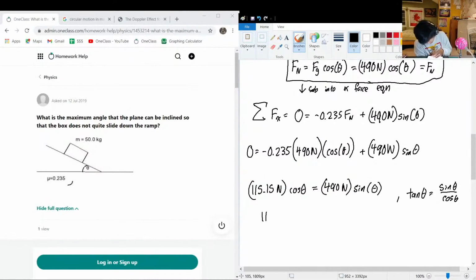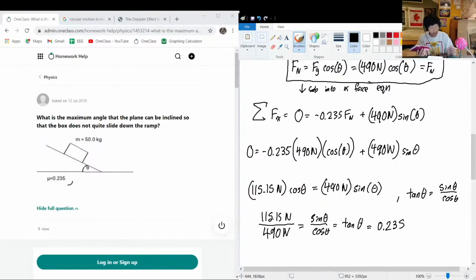So we're going to have 115.15 N divided by 490 newtons is equal to sine theta over cos theta, and that's equal to tan theta. And the numerical value of that calculation, 115.15 divided by 490, is equal to 0.235. And that's exactly our coefficient of friction, which I'll get back to. It's kind of some secret sauce here.